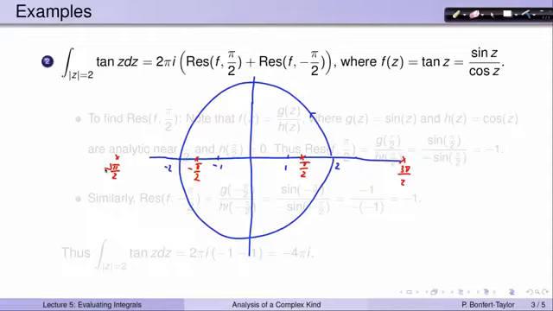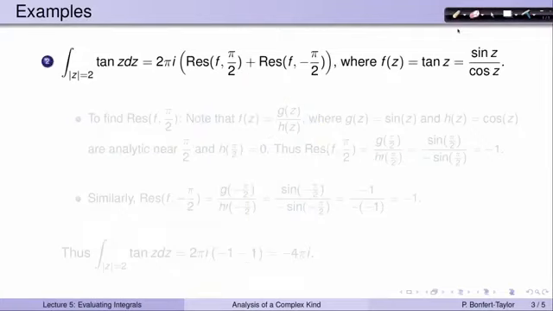Those singularities that are surrounded by the circle of radius 2 are at pi over 2 and negative pi over 2. In order to evaluate the integral, I therefore need to find the residue of the tangent function at pi over 2 and then at negative pi over 2. I need to add those two residues up and multiply the result by 2 pi i. How do we find the residue of f at pi over 2?